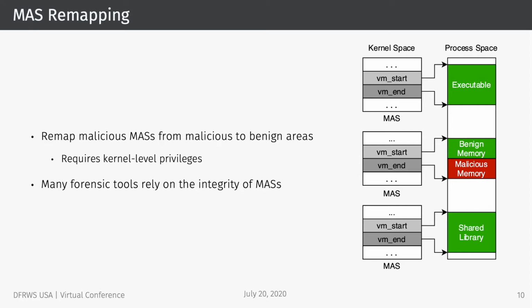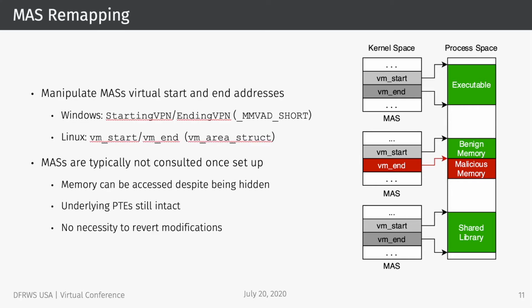Each of these segments is described by a corresponding memory area structure, typically containing information about their virtual start and end addresses, as well as some access permissions. And as many forensic tools rely on the integrity of exactly these data structures, manipulating some of their information allows us to hide certain address ranges. Specifically, one can modify the virtual start and end addresses of the memory area structure that references the address range containing the malicious memory. There are different ways to perform this attack, however.